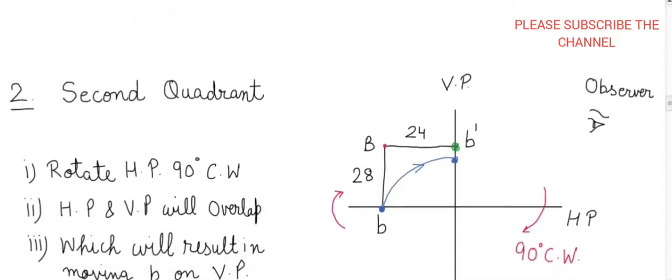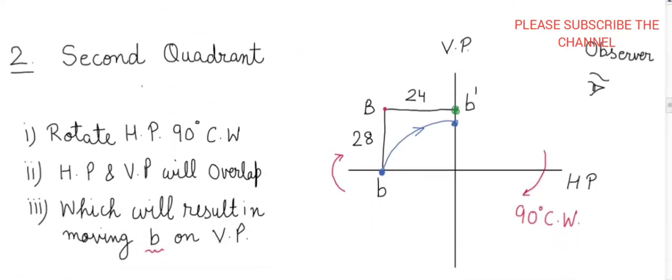Above case was to understand. So the second case is where the point is lying in the second quadrant. The observer is looking from here. Suppose our point is capital V, and when the observer sees this point, this VP needs to be transparent. After that, we can see the front view and top view.